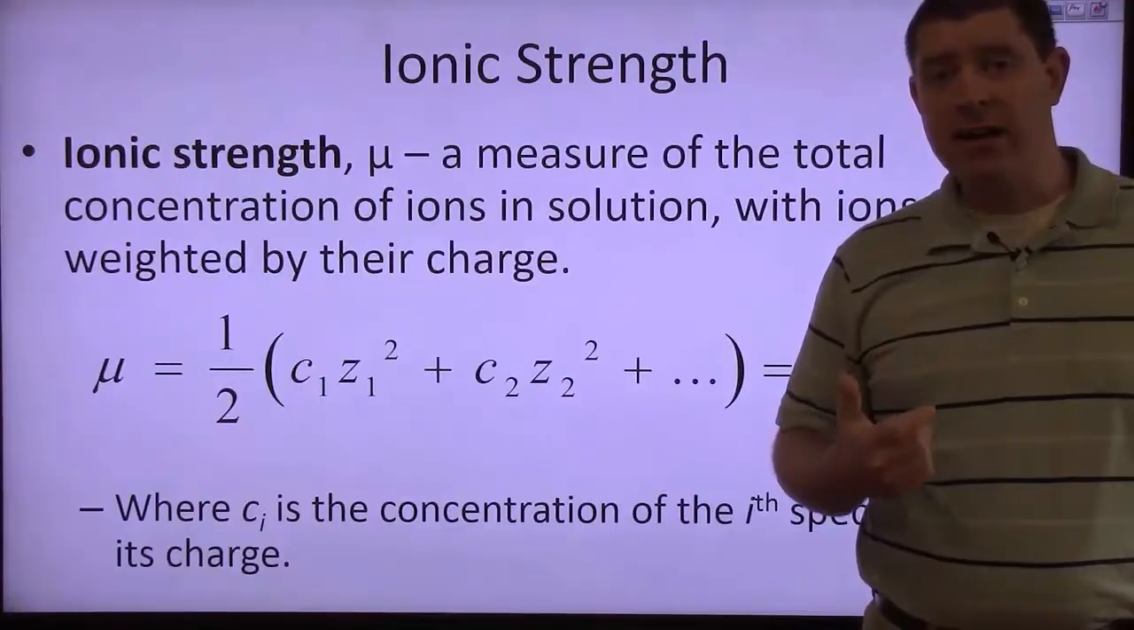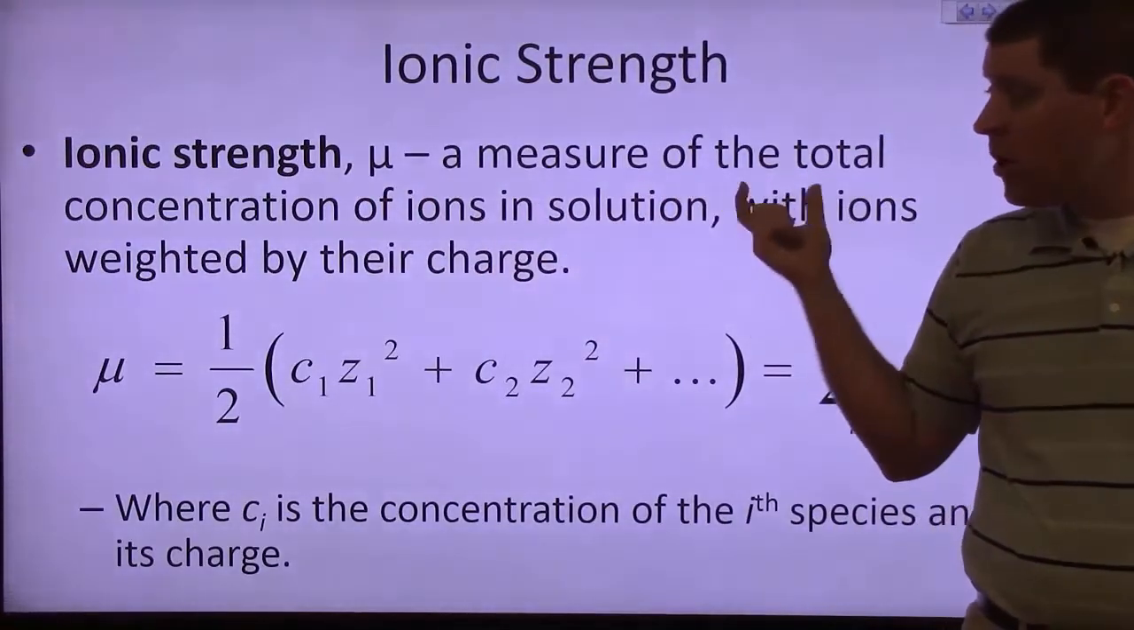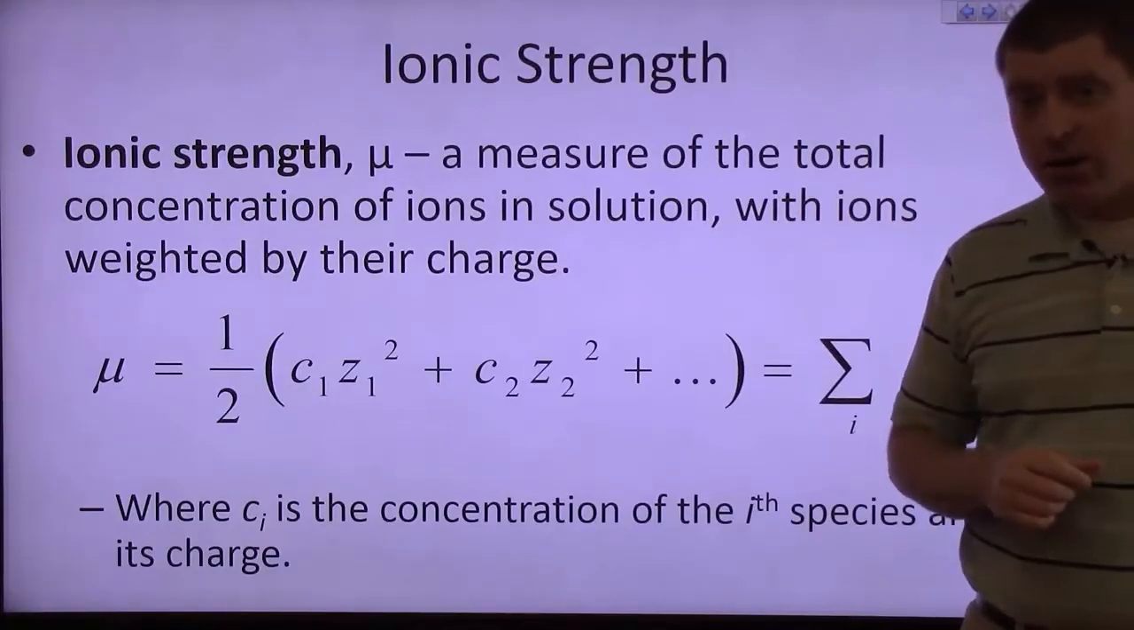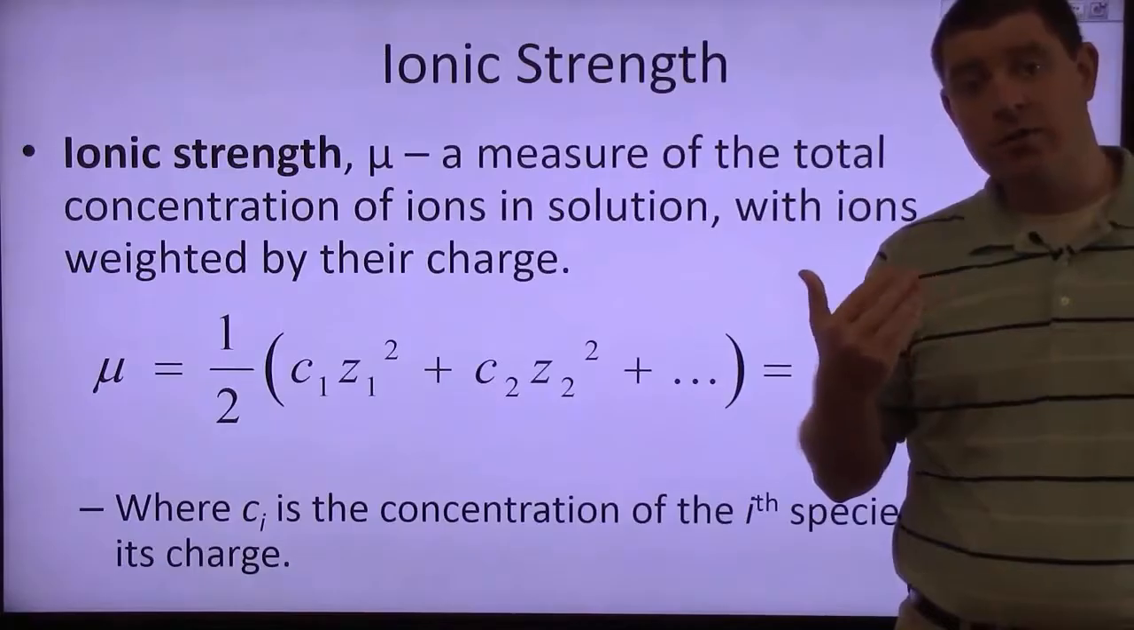So let's define ionic strength. We're going to symbolize it with the Greek letter mu, and it's a measure of the total concentration of ions in solution, with ions weighted by their charge. So an ion that has a charge of 1 plus is weighted less than an ion that has a charge of 2 plus, and so on.